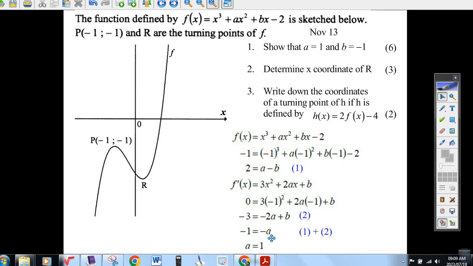And if we put 1 back in here, we're going to get that b equals minus 1 if we solve it. You just put 1 back in here, and a is 1 back in there, and then solve for b. You'd get b equals minus 1.